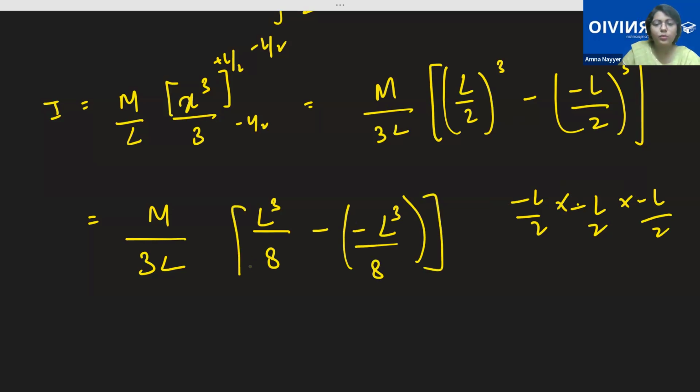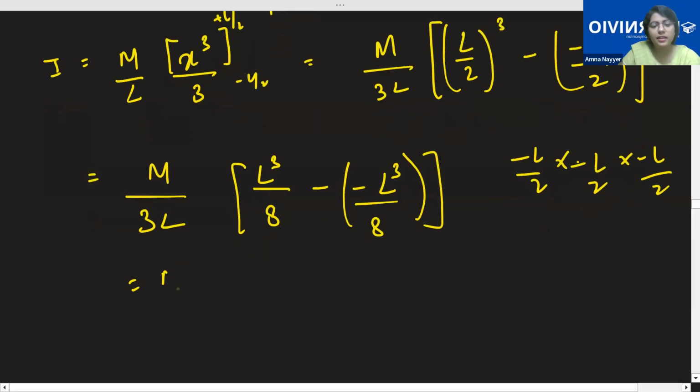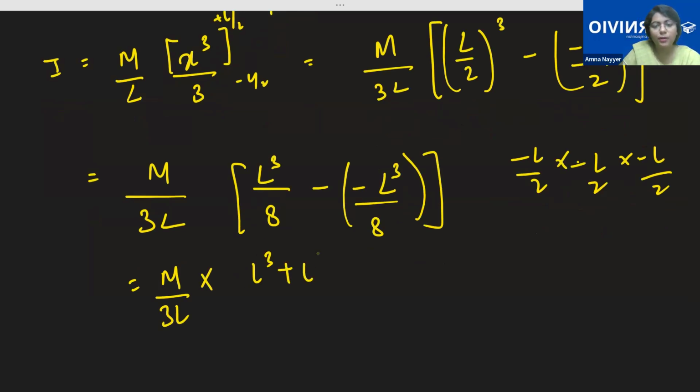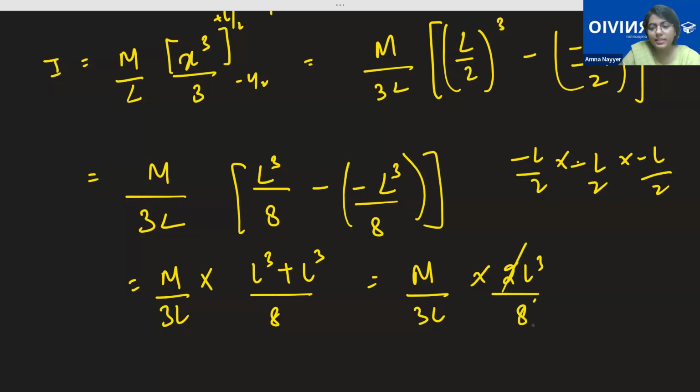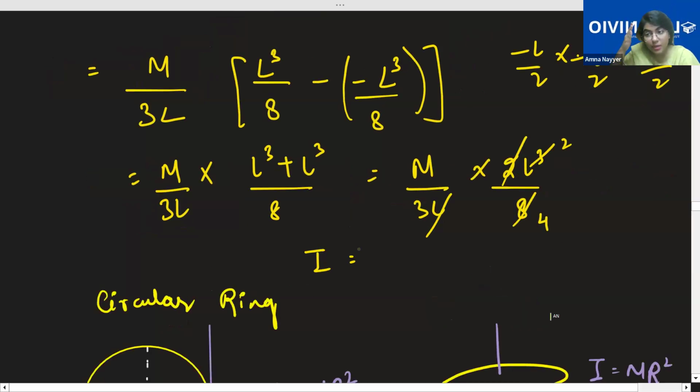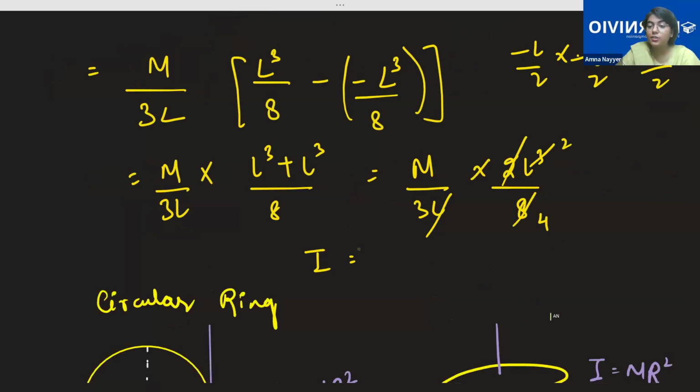That is equal to plus m by 3L into L cube by 8 plus L cube by 8, which is m by 3L into 2L cube by 8. Here 2 gets cancelled. This is 4. L becomes square. So finally, the moment of inertia of the rod about an axis which is passing through its center and perpendicular to its length is ml square by 12.